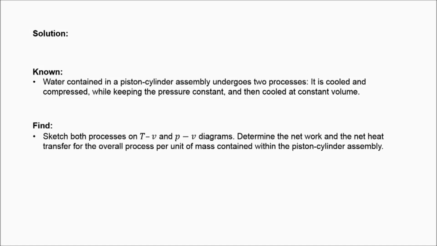The next thing to do is to summarize what we have to find. This is again the same information we highlighted in green in our critical read of the problem statement, presented again as a bulleted list. Sketch both processes on the TV and PV diagrams and determine the net work and the net heat transfer for the overall process per unit mass contained within the piston cylinder assembly.